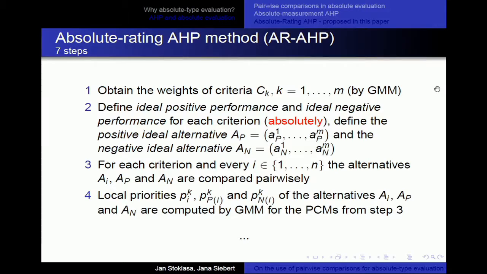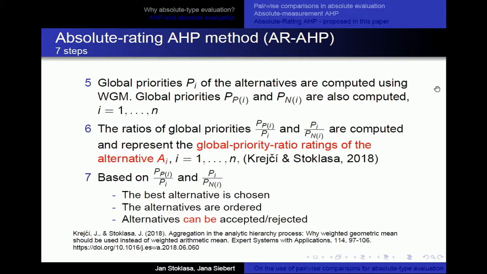So far, we have values which are calculated by a relative type method using absolute scales and absolute minima and maxima, and which are still relative. Because this value, the local priority of the positive ideal of criterion E, is essentially different for each alternative that we use.